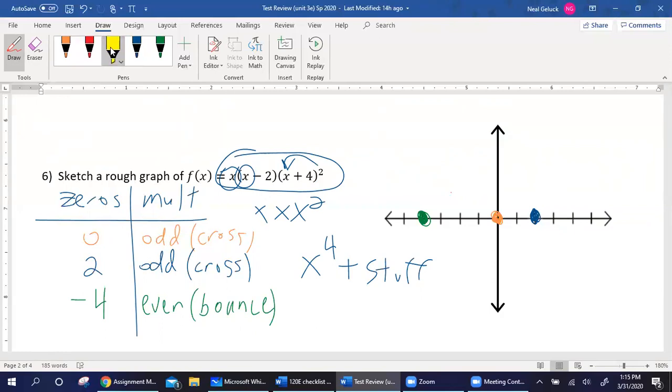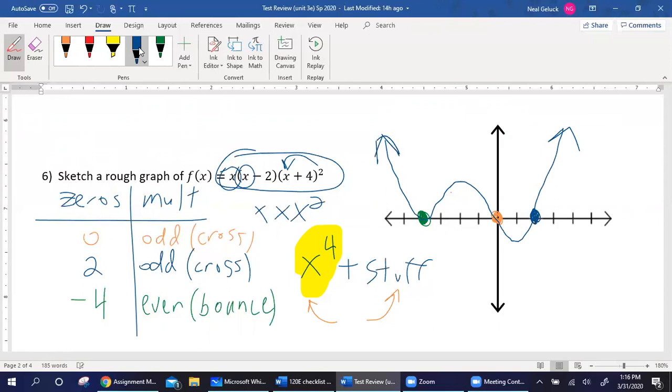My leading term, my highest degree term, has an even power, which tells me I'm going in the same direction, and it's positive. This means it's going to be high to the left and high to the right. So what does that mean for my graph? I'm starting up high. I'm going to bounce off at negative 4. I'm going to cross through at 0. I'm going to cross through at 2. And I can tell that I also end up high.